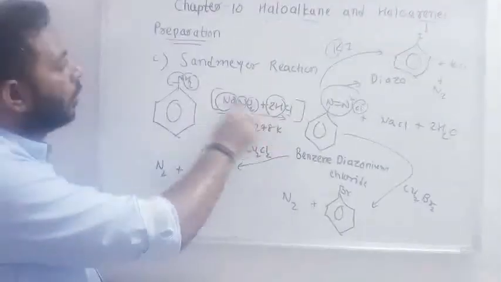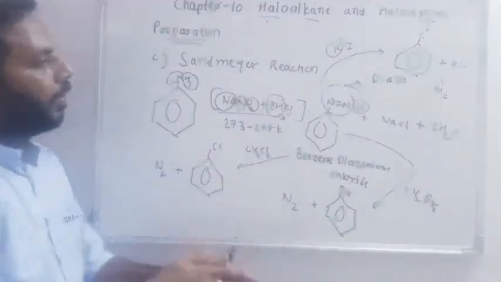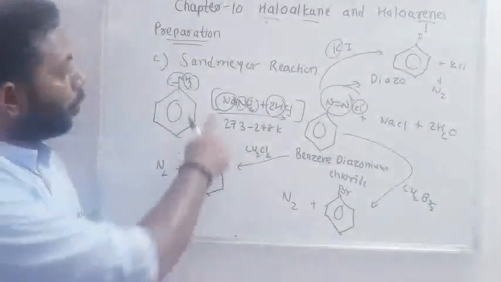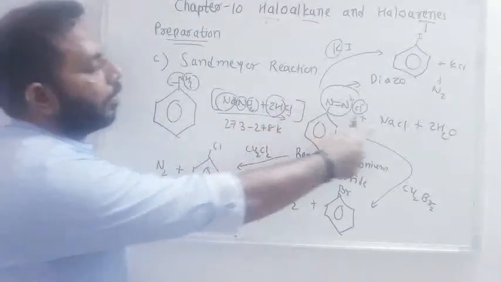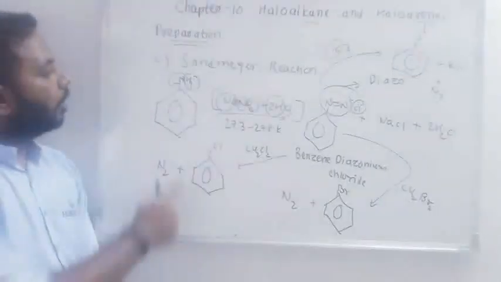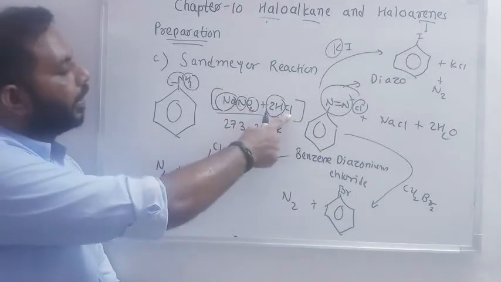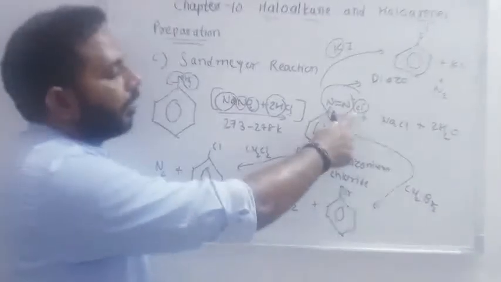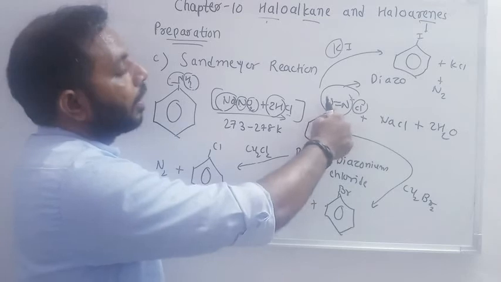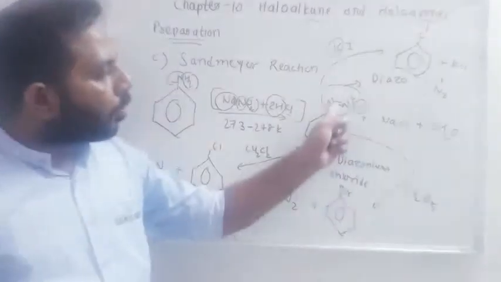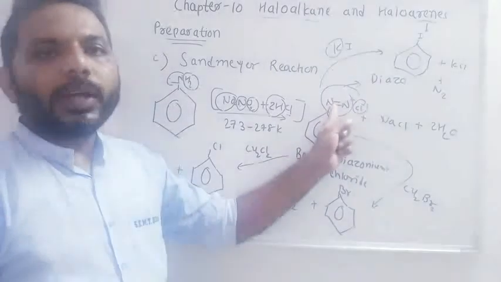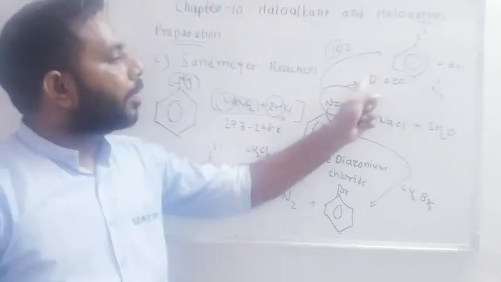4 hydrogens and 2 oxygens will form 2H2O. Sodium from here, Cl from here, it will form NaCl. What is left? One nitrogen here, and one chlorine here. So 2 nitrogens and 1 chlorine will form benzene diazonium chloride. The diazonium group is 2 nitrogens combined.